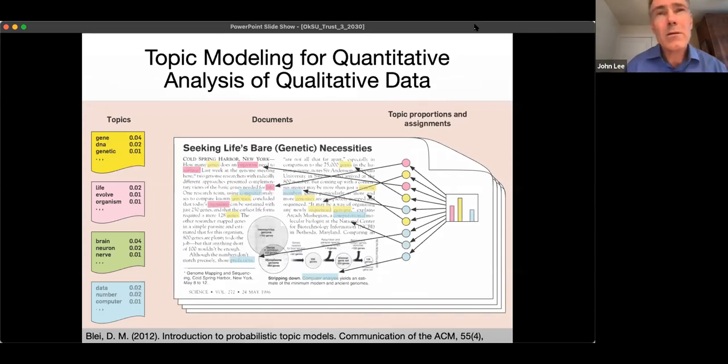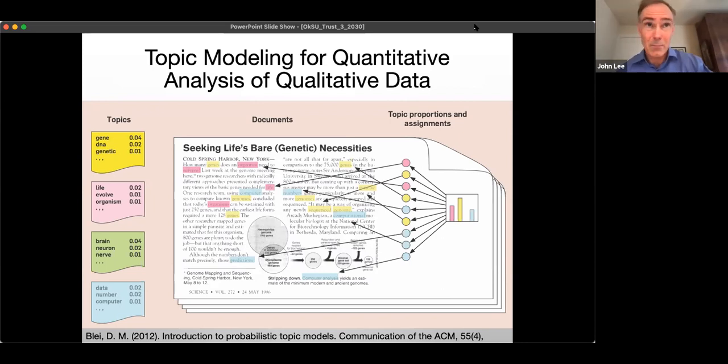So can we get that out of the qualitative analysis? One way to treat qualitative data quantitatively is with topic modeling. And topic modeling is a statistical technique that identifies distributions of words that tend to occur together across documents that define coherent topics.